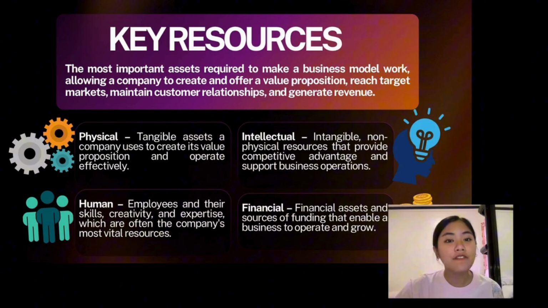The first is physical. These are tangible assets. And from the word itself, physical. So tangible assets a company uses to create its value proposition and operate effectively. These can mean the machines, equipment, the buildings, the vehicles, and manufacturing plants that the company has.